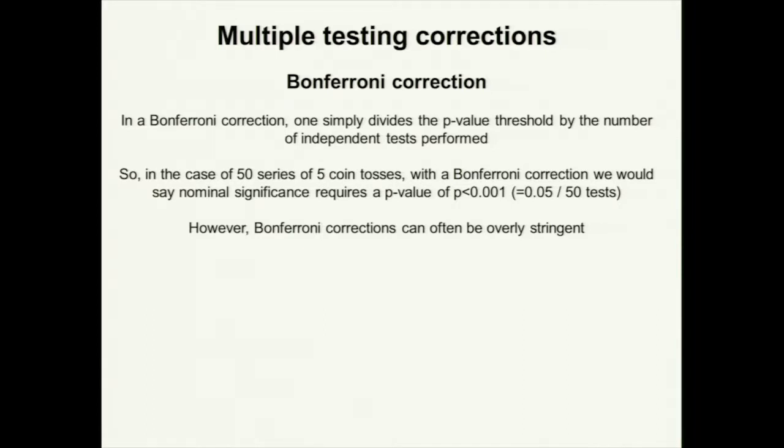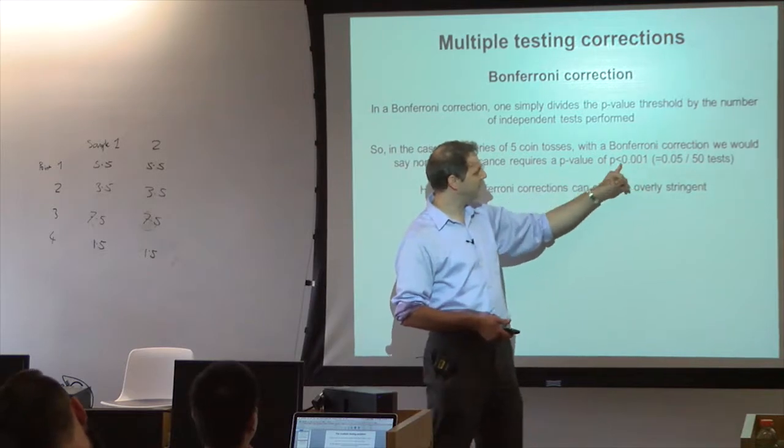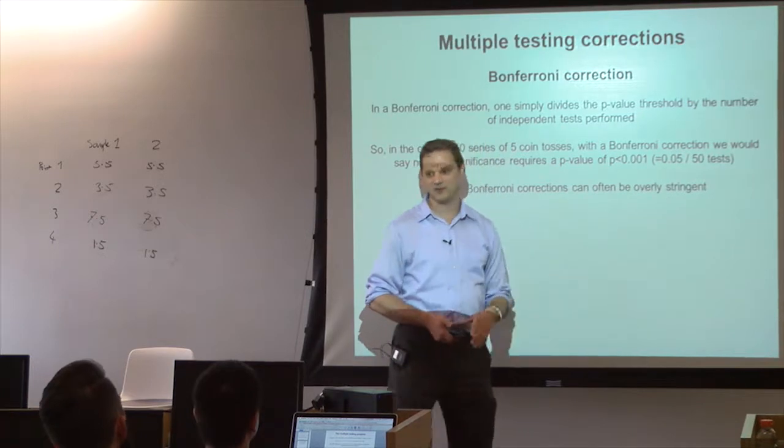So Bonferroni correction, the idea is pretty simple. It simply says if I perform many tests, in order to correct for the fact that we did 50 different replicates of that coin toss, I will divide my p-value by the number of tests performed. And so in this example, where 50 times we did 5 coin tosses, the Bonferroni correction would say rather than 0.05 being my level of significance, because I did it 50 times, the p-value that I need to achieve is now 0.001. In other words, 0.05 divided by 50.